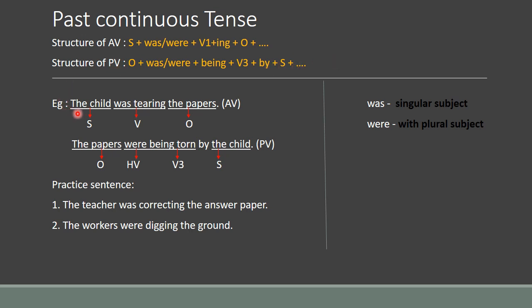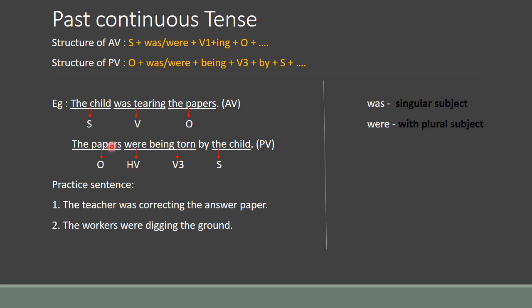Example, the child was tearing the papers. Active voice, the child is the subject, was tearing is verb, the papers is object. Okay, so the papers I have brought to the front, papers is plural, so that I have added were. Here the child is singular, so was is given. Okay, the papers were, being I have added as per the rule. Tearing is v1 plus ing, I have to change it to v3 form. I have changed as torn.